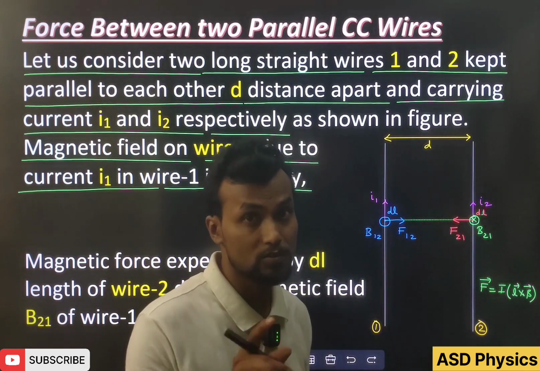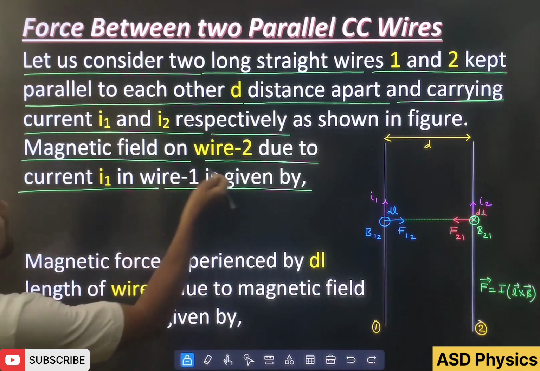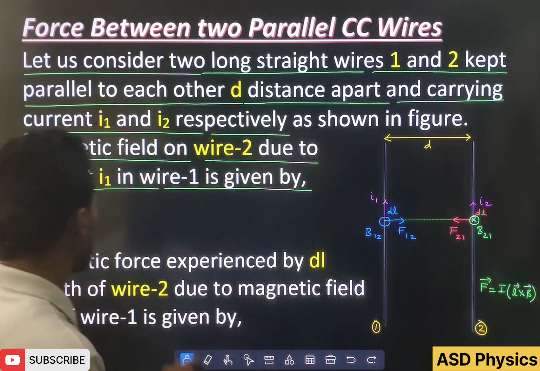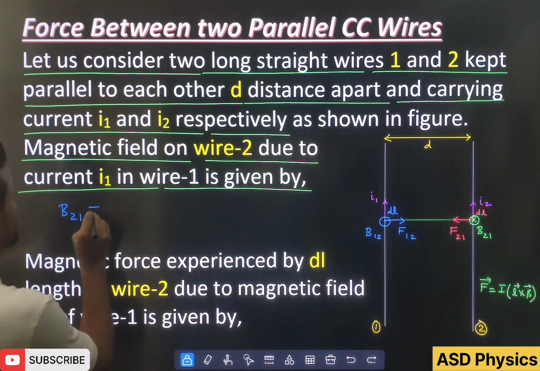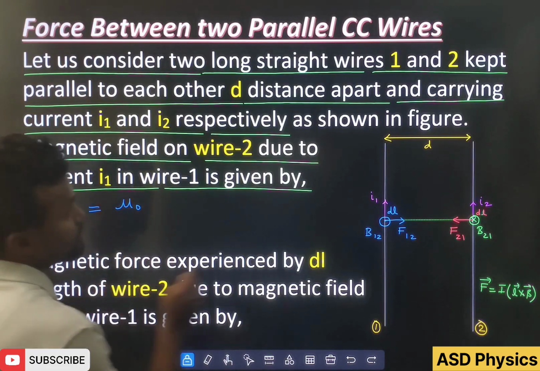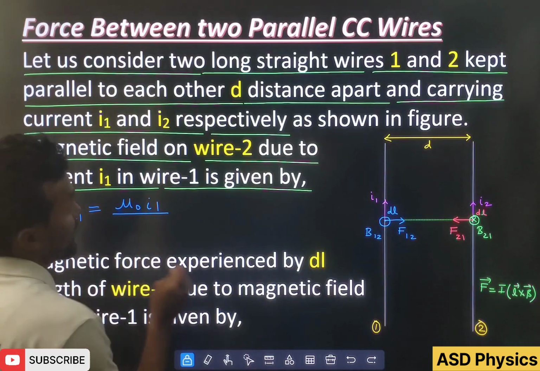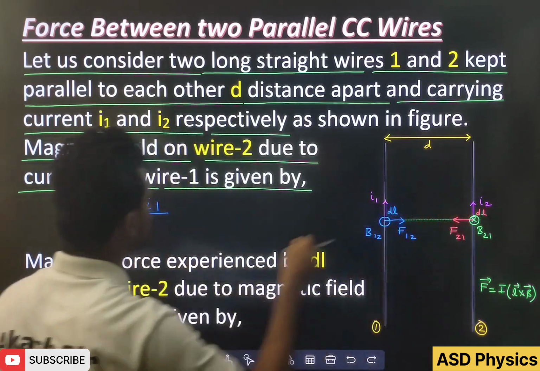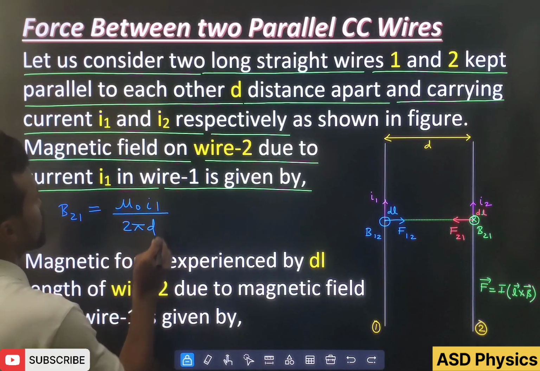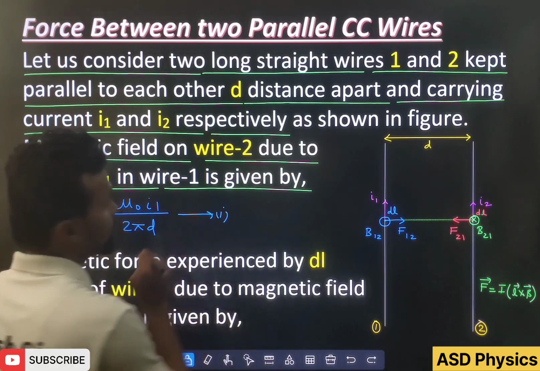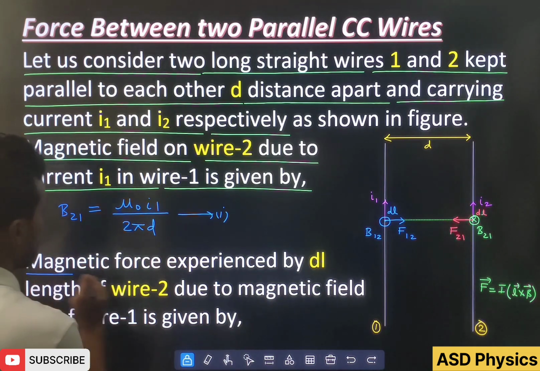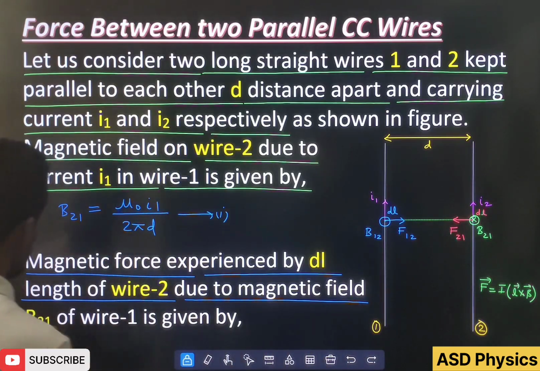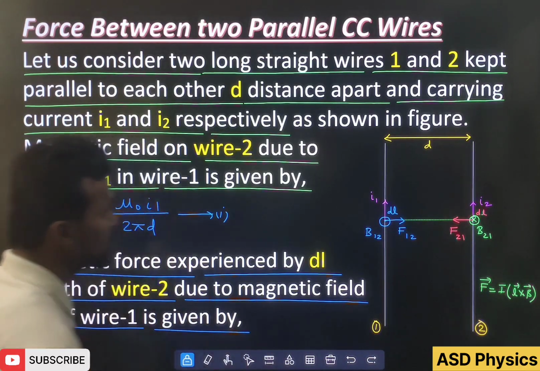I am going to calculate this force. Okay. So let's see now. As I told you, the magnetic field on wire 2 due to current I1 in wire 1 is given by this B21. So what is the B21 formula? See here, B21 is given by mu naught, and the current is I1, and what is the length? You can see this distance is d, wire 2 is at a distance of d from wire 1. So B21 equals mu naught I1 by 2 pi d. This is the magnetic field here. Okay. Now after that, what is given? See, the magnetic force experienced by dl length of wire 2 due to magnetic field B21 of wire 1 is given by here.